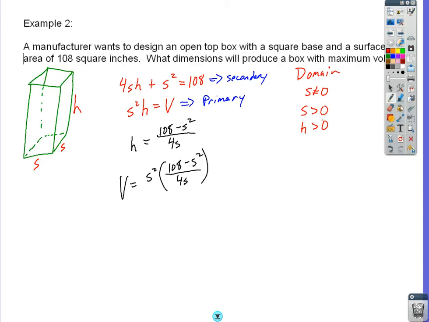Okay? So what do I want to do now? Well, next I want to be able to, let's see here. Let's take a look a little bit closer. What about volume? Volume can never be negative either.